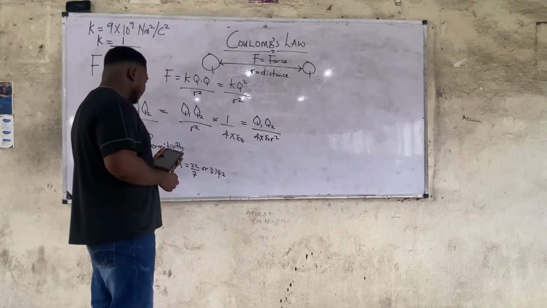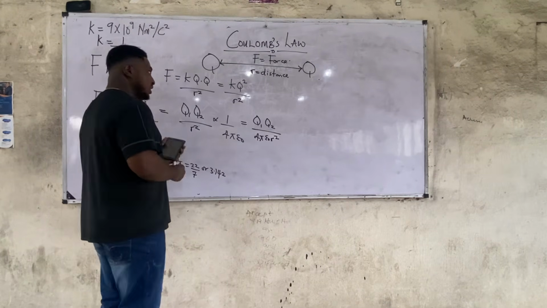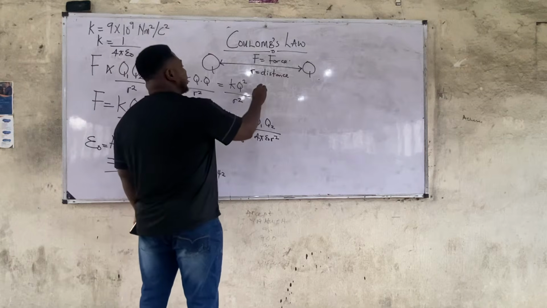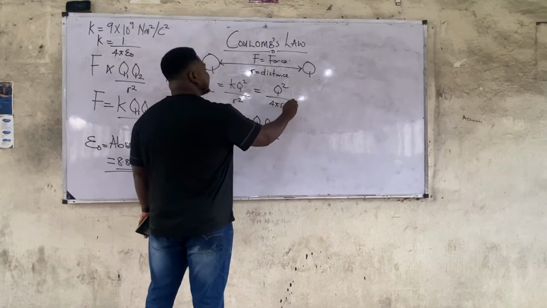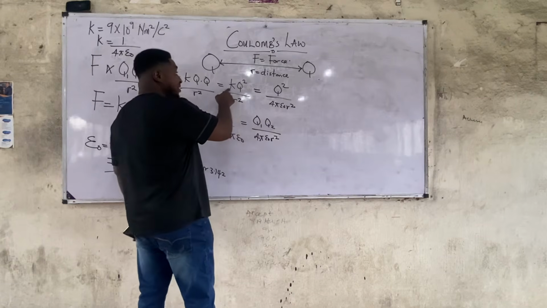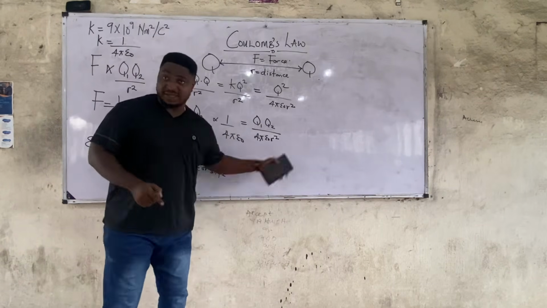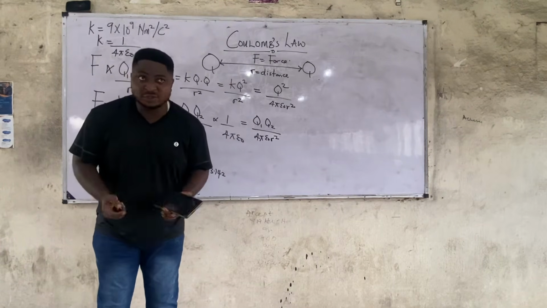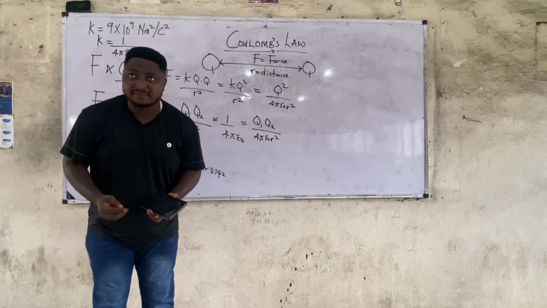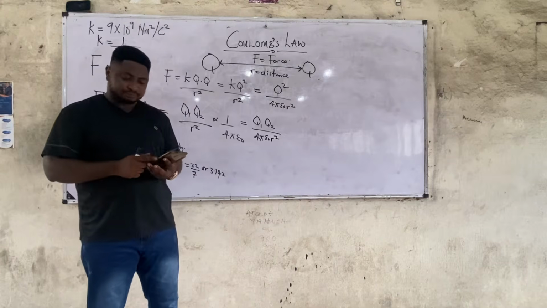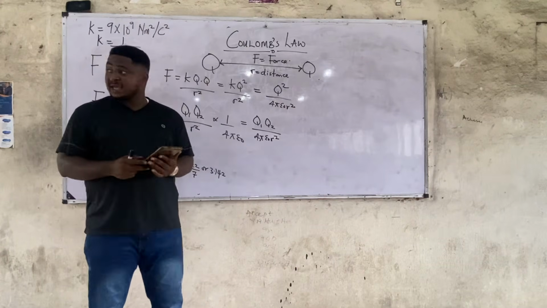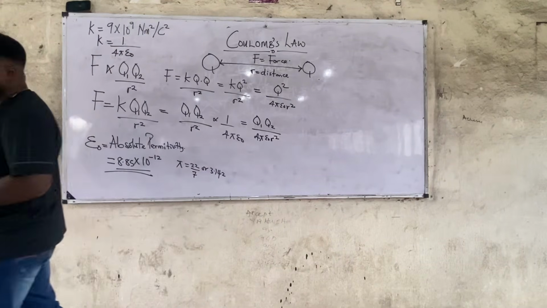Follow me. K Q square over R square, or Q square over 4 pi e naught R square. You know why I put 4 pi e naught? Because K can be replaced with 1 over 4 pi e naught. K can be replaced with what? K can be replaced with 1 over 4 pi e naught.